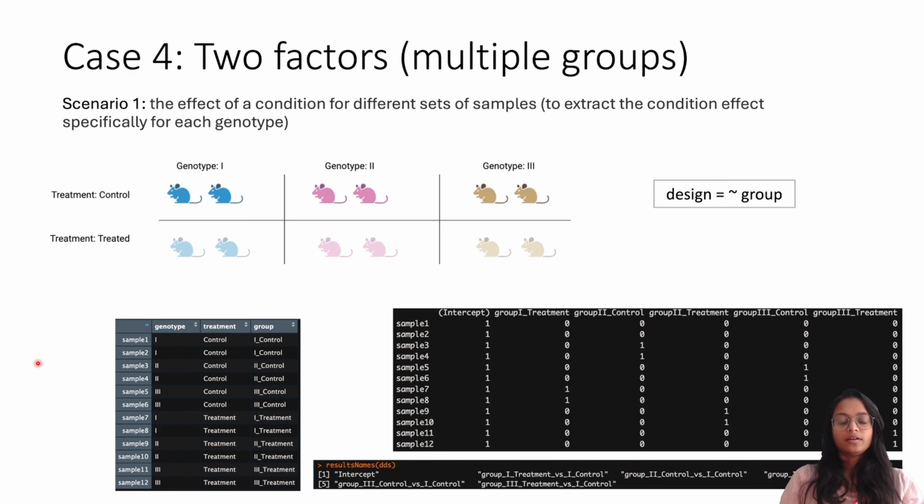So now taking a look at another case where we have two factors but with multiple groups. Let's say we have genotype and treatment, and genotype has three groups, genotype 1, 2 and 3. And under the treatment, we have two groups, control and treatment. If the goal is to understand the effect of condition for different sets of samples or to extract the condition effect specifically for each genotype, the authors of DESeq have recommended a simpler approach: we can simply concatenate both these factors into another factor and use that new factor for the design.